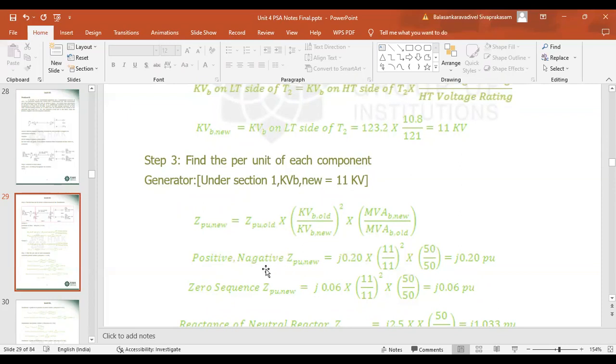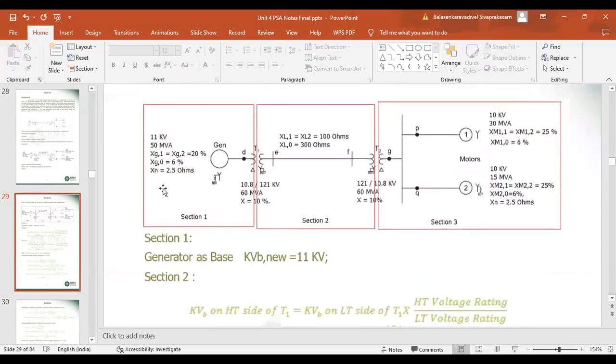So let us refer to the problem, the positive and negative sequence components of the generator. See here Xg1, Xg2. Xg1 represents the positive sequence component and Xg2 represents the negative sequence component. Here Xg1 and Xg2 are equal to 20% and Xg0 is equal to 6%. That means the positive and negative sequence reactance remain the same and the zero sequence reactance is 6%. So we can use the same formula to calculate positive and negative sequence reactance, and we need to calculate the zero sequence reactance separately.